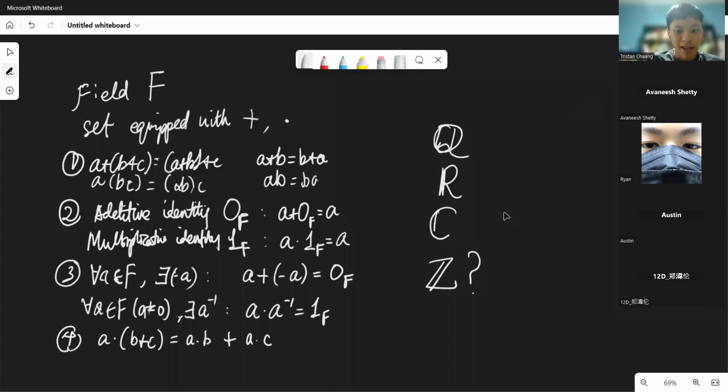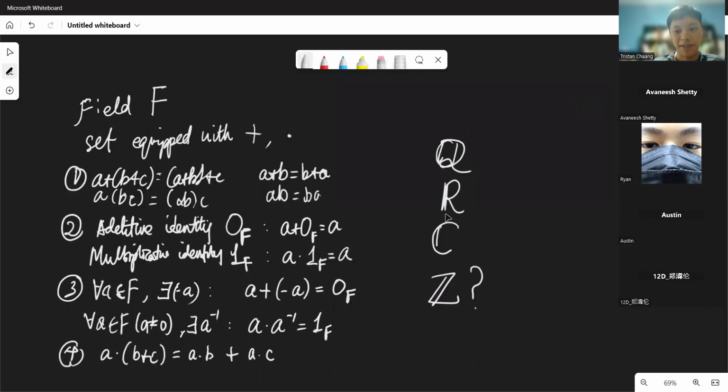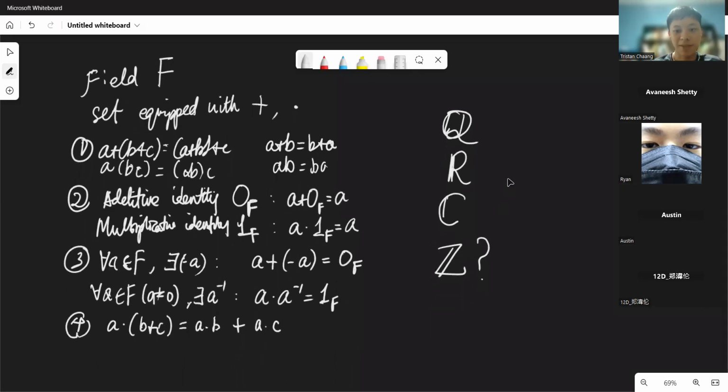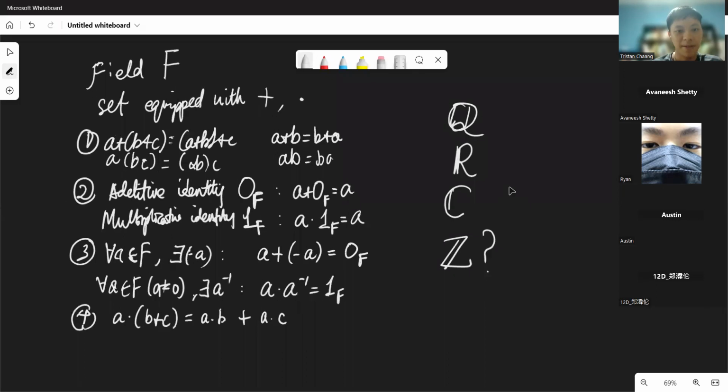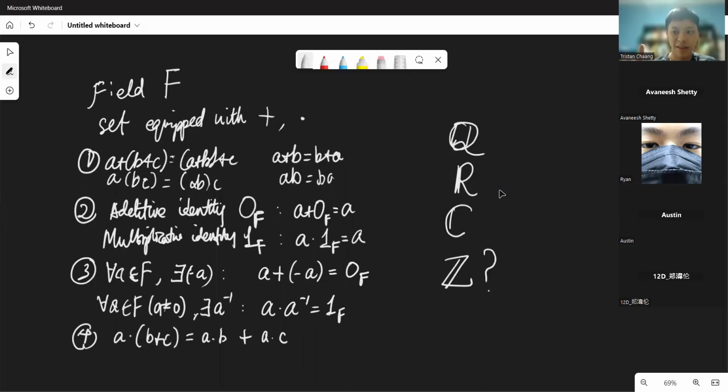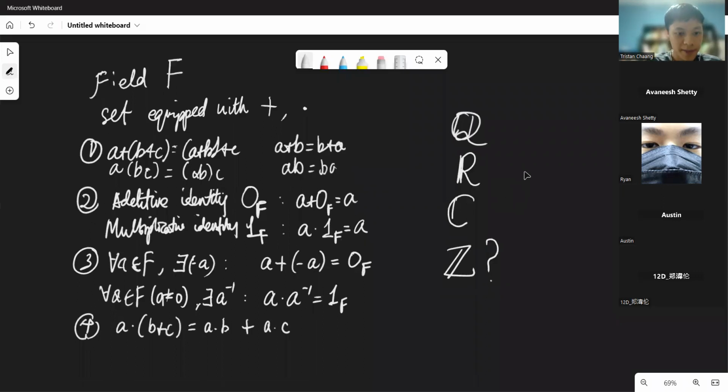Okay. And what's special about these three sets, Q, R, C, is that they are infinite. They are also what people would say dense. But there are fields that are finite. And the topic is about finite fields today. But of course, I will give reference to these other fields as well.